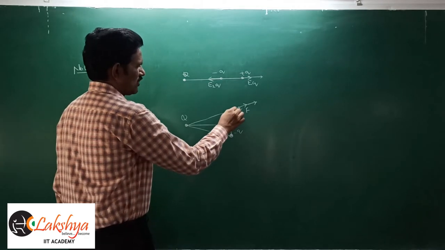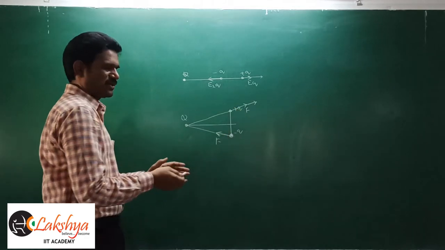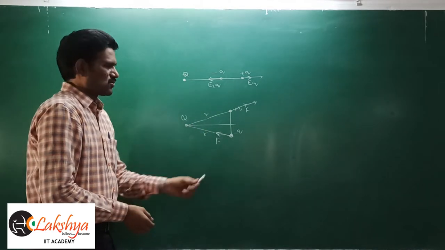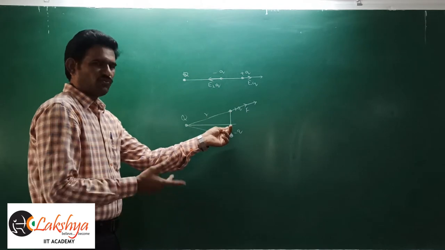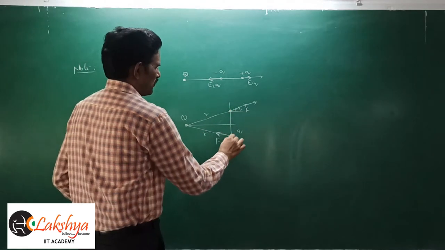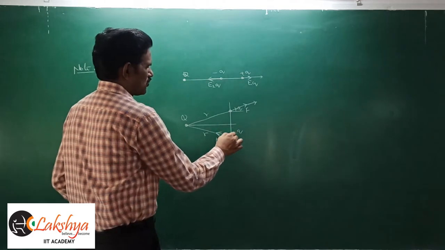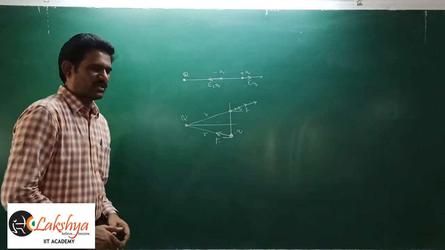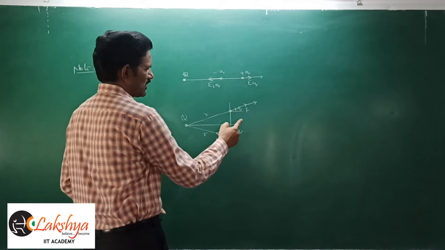Now the forces are equal in magnitude. Here and here the electric field magnitude will be the same because this distance and this distance will be the same, right? So the electric field is equal in magnitude, but the force directions are not the same. And so if you resolve them into components, then you will get the conclusion here. The net force acting on the dipole will be along this direction, because these two components will cancel with each other.